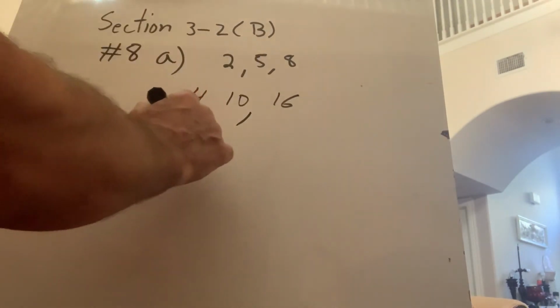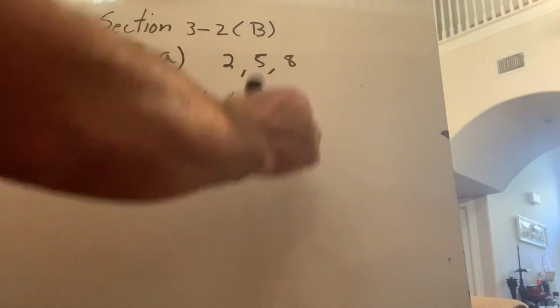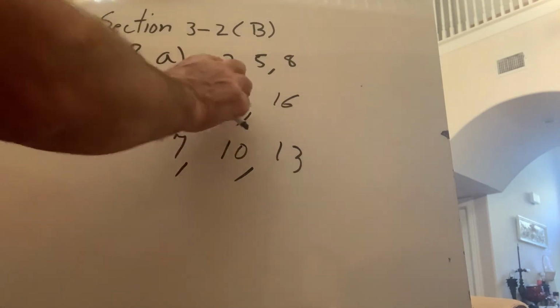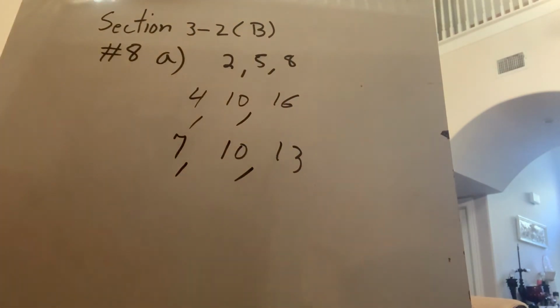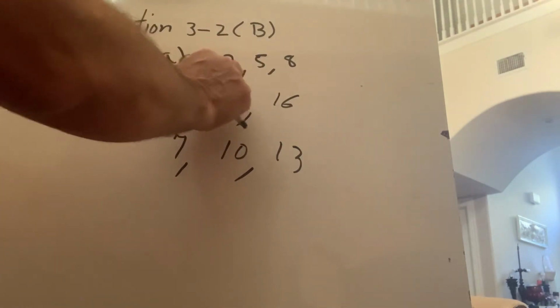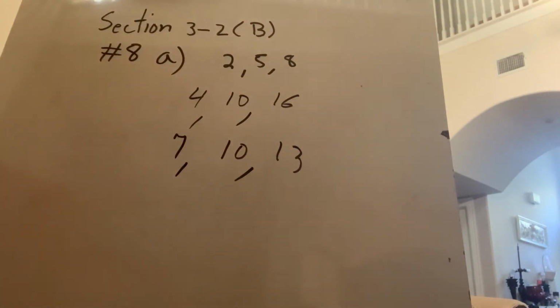2 plus 5, that's 7. 2 plus 8, that's 10. 5 plus 8, 13. So there are 6 other numbers that must be in the set if it's going to be closed under addition and if it contains these 3 numbers. Remember, to be closed means if you take any 2 members, or even the member itself, and add them together, the result must be in the set. Otherwise, it cannot be closed under addition.